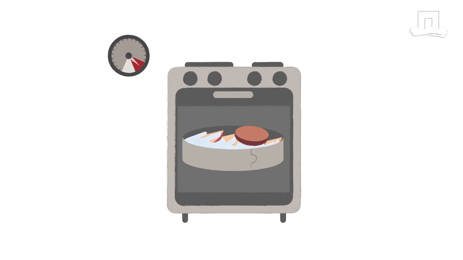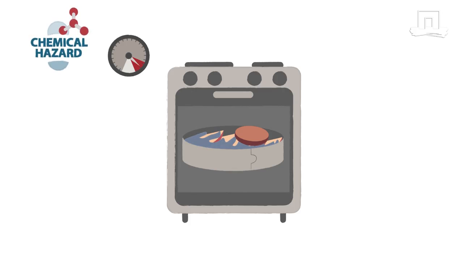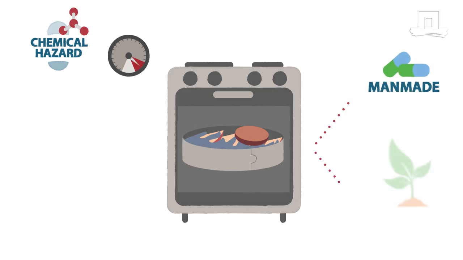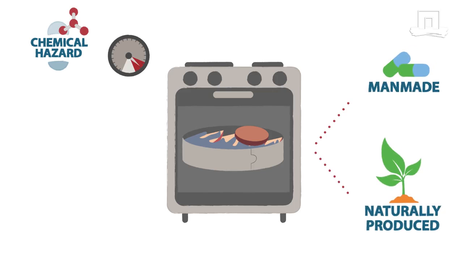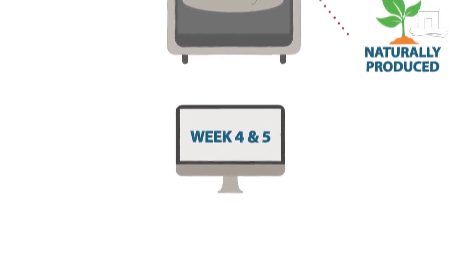And what about the artificial color on top of the cake? Couldn't such color be poisonous as well? These poisons are all chemical hazards and can either be man-made or naturally produced. And they can be added to food on purpose or have accidentally contaminated your food. Chemical hazards are dealt with in weeks 4 and 5.